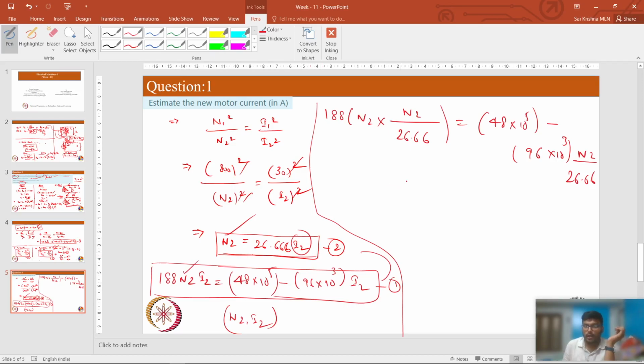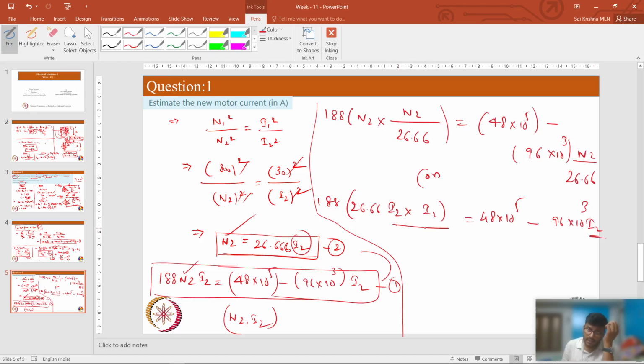You can also do that: 188 into, in N2 you substitute, 26.66 I2 multiplied by I2 is equal to 48 into 10 power 5 minus 96 into 10 cube I2, and solve for I2. So this is again a quadratic equation in I2, where this is a square term, this is a single degree term, and this is a constant. Can someone solve and tell me the value of I2? In the calculators you will have a way to solve a quadratic equation.